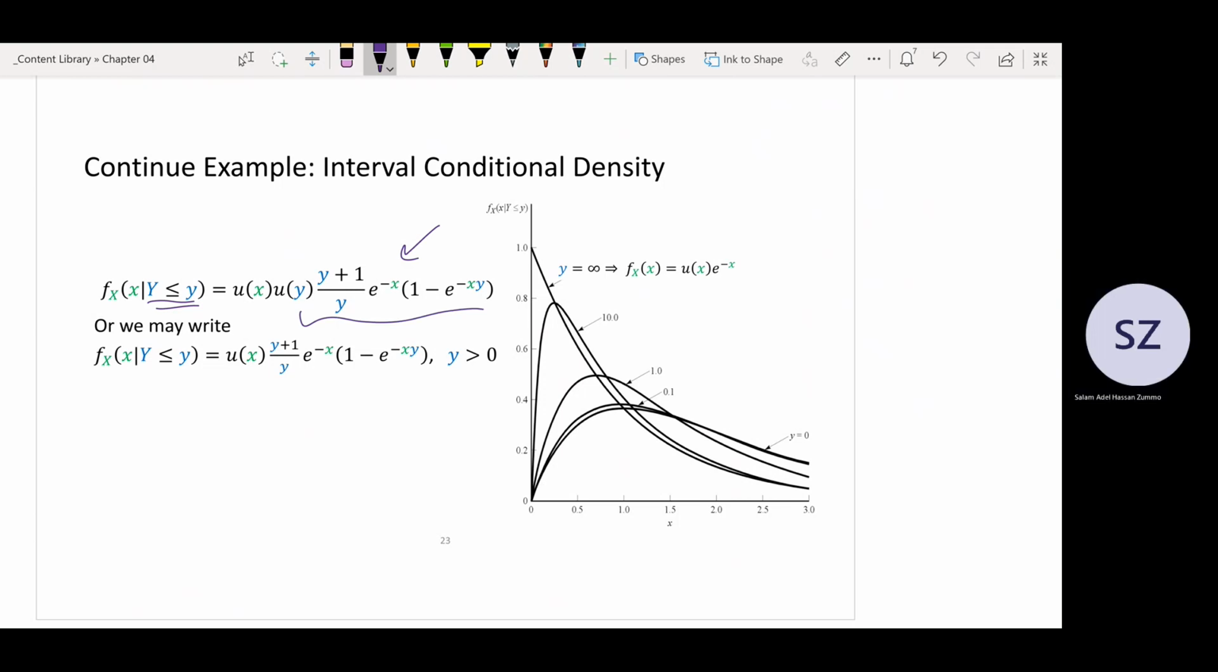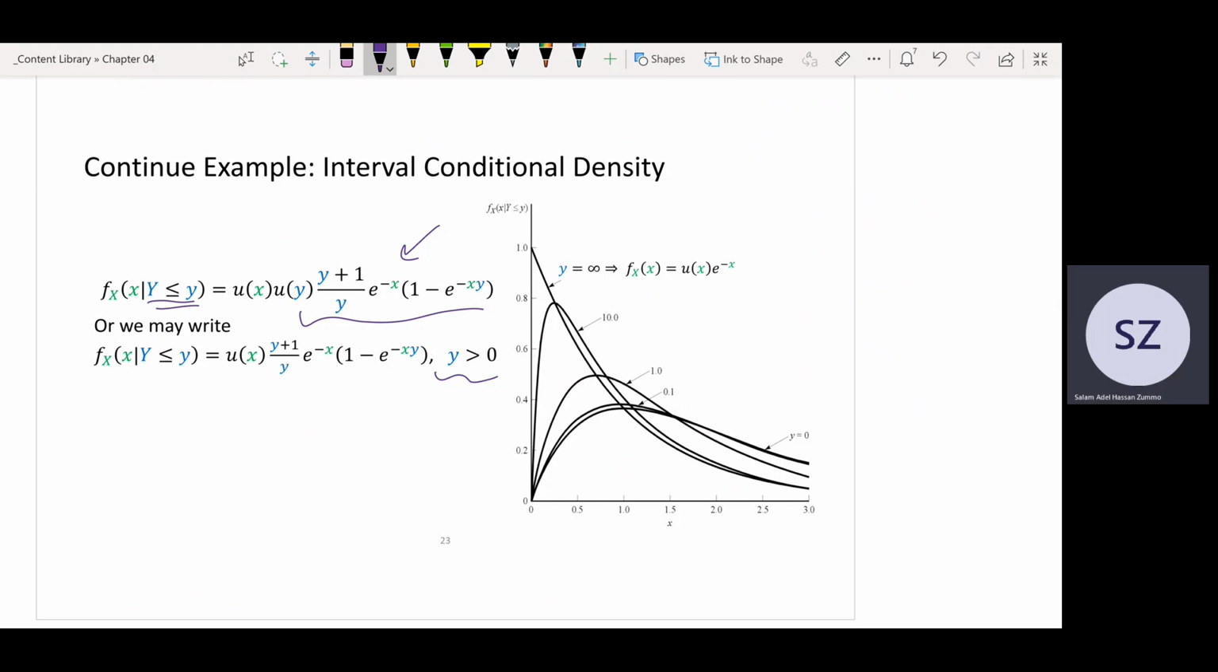Okay. Or you can just remove the u of x and write it with y. Either you write u of y or y number. You remove u of y. The u of y means y. This is valid for y.